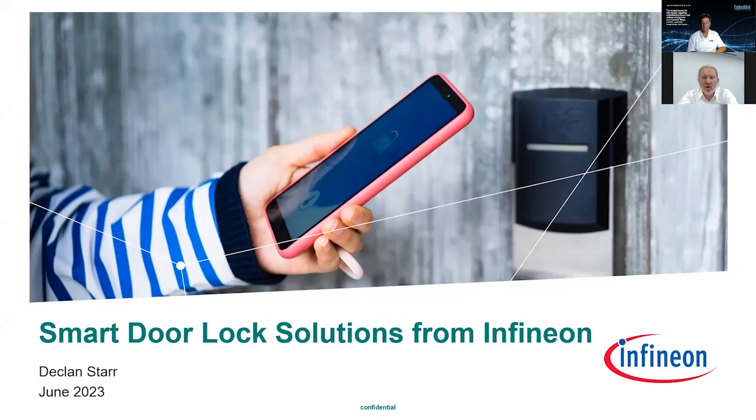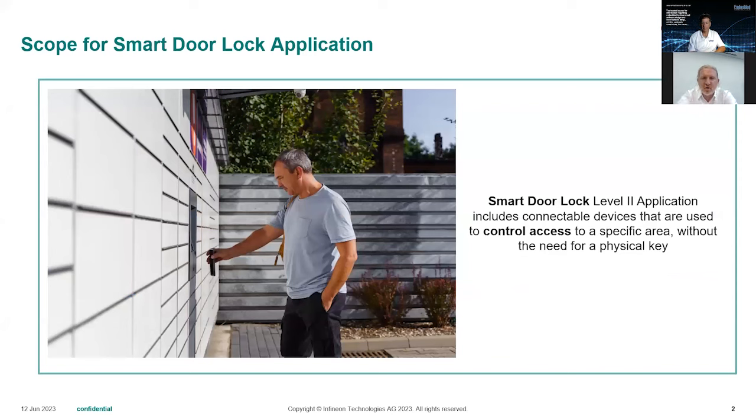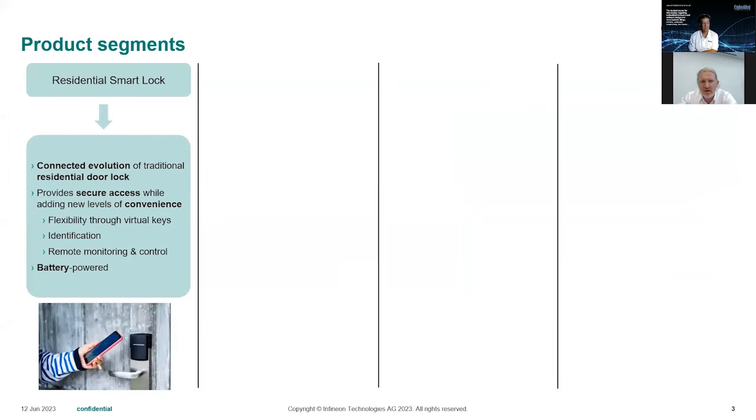Take it away. Well, thanks very much, Rich. I'm going to take you through a few slides talking about smart door lock solutions from Infineon. So first of all, let's do a quick intro. What are we talking about here? A smart door lock is typically an application that includes connectable devices that can be used to control access to specific areas without the need for a physical key. And that's the important part, right? Without the need for a physical key.